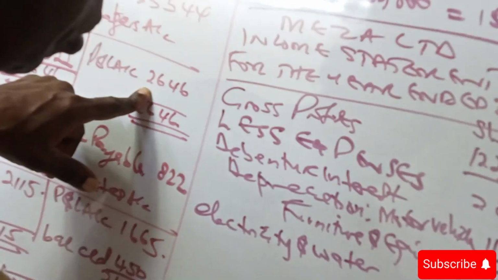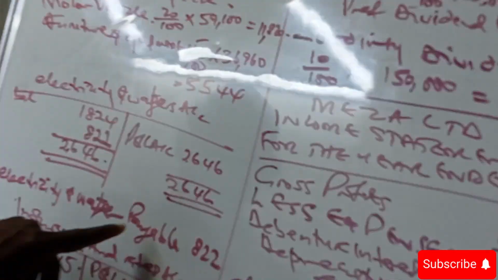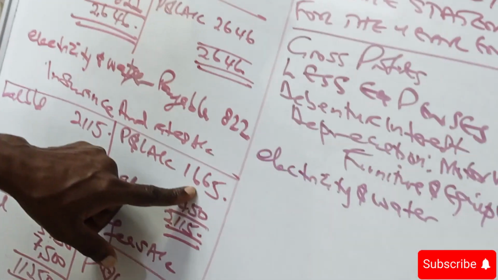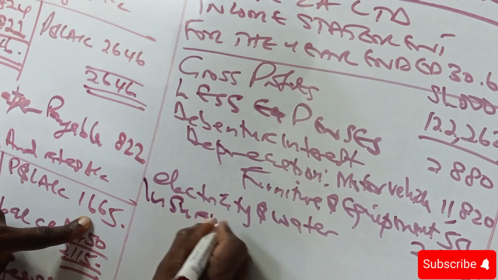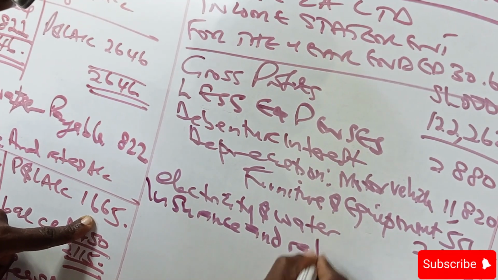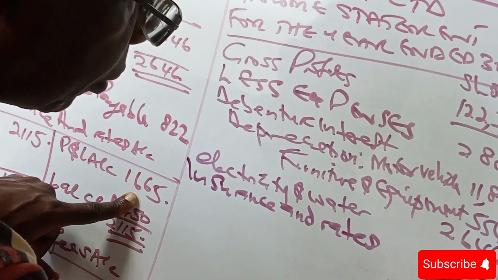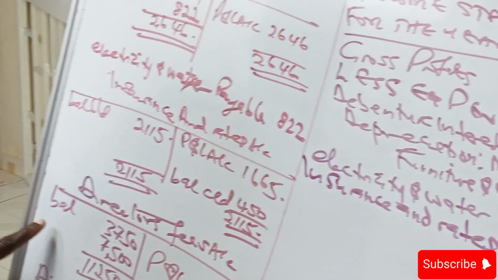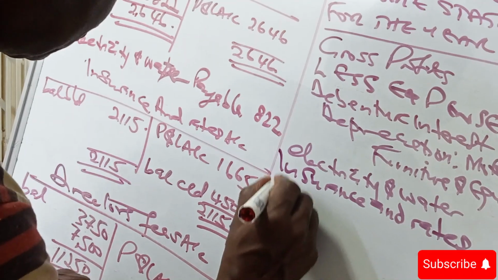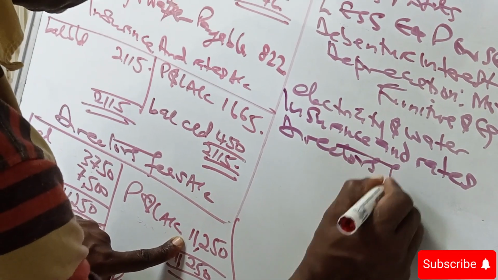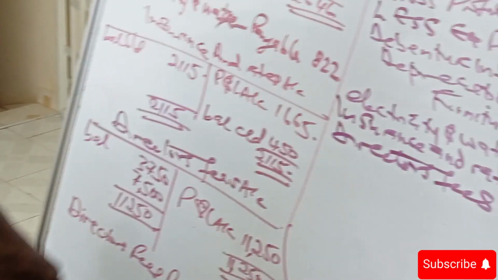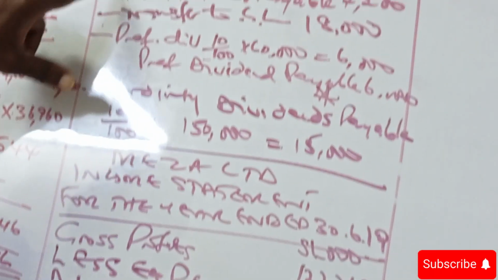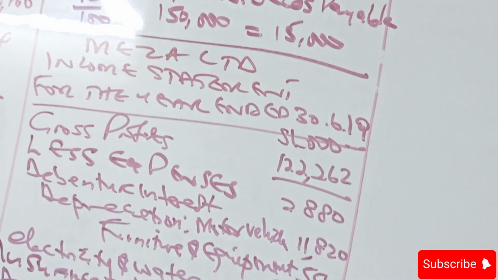Electricity and water $26.46. Insurance and rates $16.65. Directors' fees $11,250. Yes, and all of them we know they are payable. Transfer to general reserve. So those are the expenses that required adjustments.